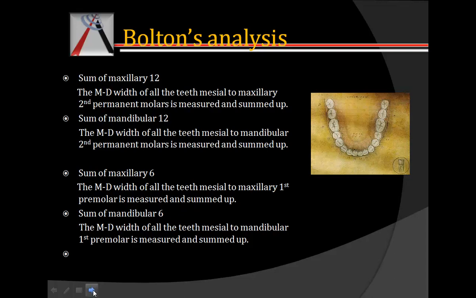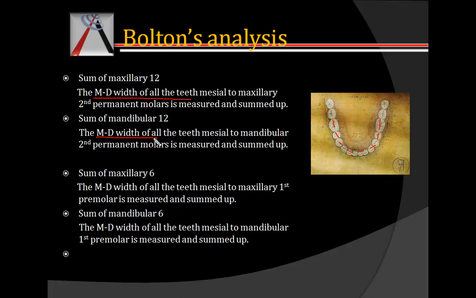Next is the Bolton's index. Here we have an anterior ratio and an overall ratio. The overall ratio sums up a sum of maxillary 12 and a sum of mandibular 12. In sum of maxillary 12, the mesiodistal width of all the teeth mesial to the maxillary second permanent molar is measured and summed up. Similarly, for the sum of mandibular 12, the mesiodistal width of all teeth mesial to the mandibular second permanent molar is measured and summed up. This is for the overall ratio.